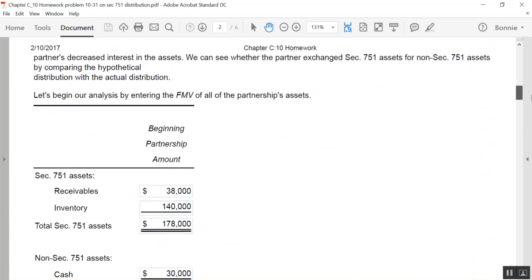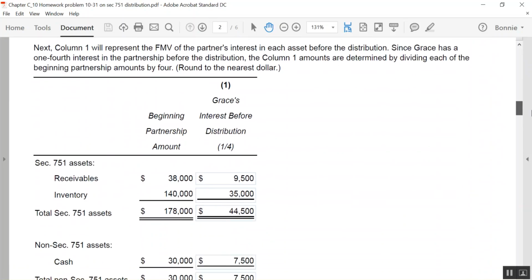But there's a lot going on to get to that. So what we do is we say Grace owned an interest in each one of these properties. If you really think about it, she owns 25% of this partnership. So therefore, she owns 25% of the fair market value of each of the assets of the partnership. Because the partnership is comprised of a bunch of assets, both tangible and intangible ones. In this case, it's all tangible assets.